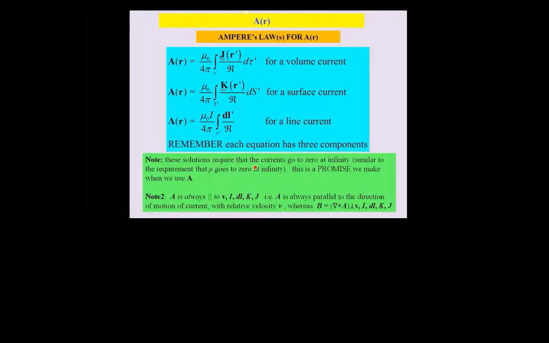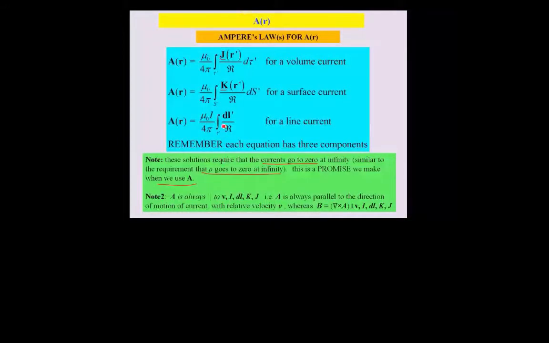These solutions do require that the currents go to zero at infinity. Just like for the electrostatic potential, we had to have charges where the charge density went to zero at infinity. And that's what I say here, the requirement that rho goes to zero at infinity. This is a promise we make when we use capital A. Another note is that if you look at the direction of A, it's always parallel to the v, which is the motion of charge, to the direction of I dl, K, and J. In other words, A is always parallel to the direction of motion of the current.